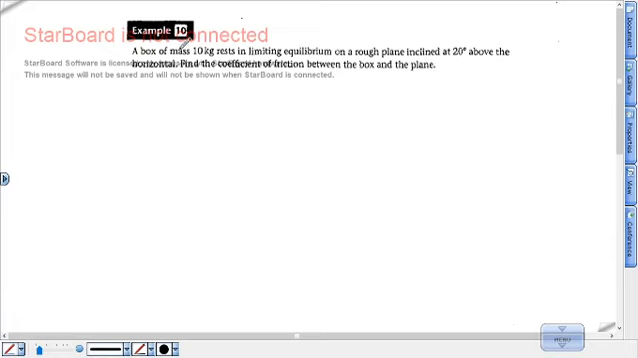Right, a box of mass 10 kilograms rests in limiting equilibrium again, so we're at F max, on a rough plane inclined at 20 degrees above the horizontal. So there's your 20 degrees, just there. And here it is, the box. It is 10 kilograms, and it's a rough inclined plane, so I'm going to have to involve friction. Therefore, I'm going to have to provide a normal reaction.